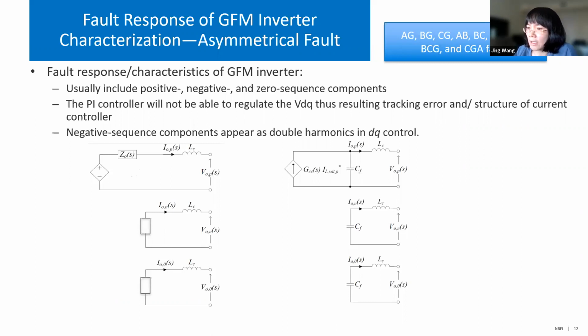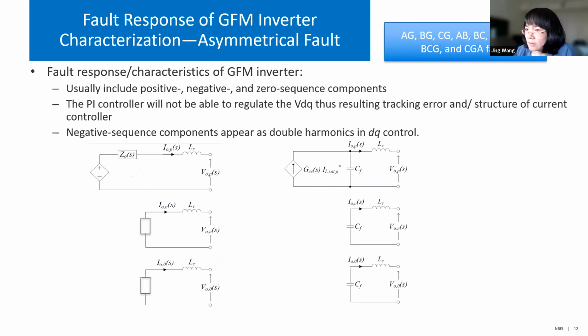For example, if the PI controller is used, it will not be able to regulate the VDQ to their target value, therefore resulting in tracking error. This tracking error might or might not saturate the current controller, the inner current control loop. And if it saturates, then the system will be unstable. It will have very messy output voltage and current.